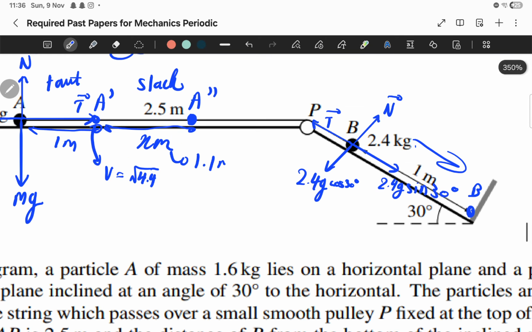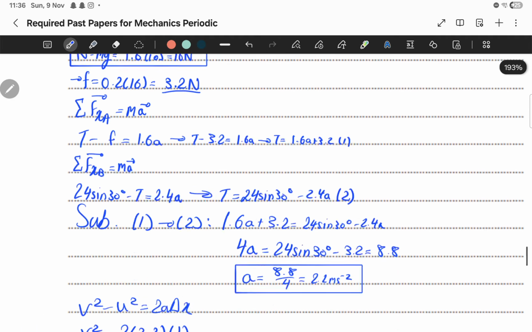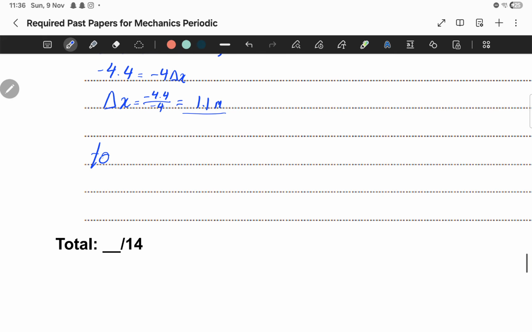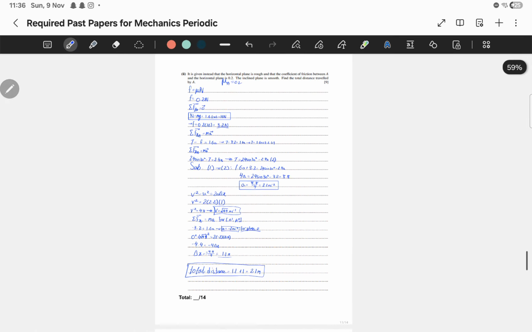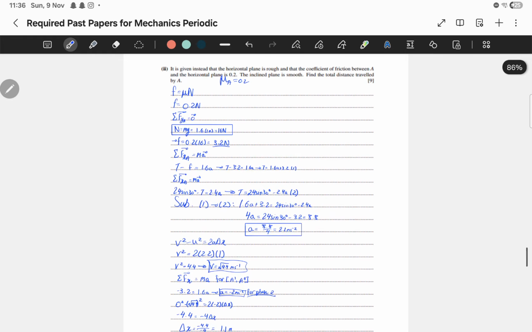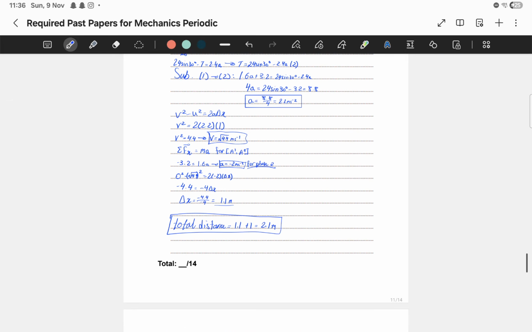So now the total distance is equal to 1.1 plus 1, which is 2.1 meters. That's the end of this question, because they want us to find the distance traveled by A. It's very tricky, but once you get it, it's actually very, very easy.